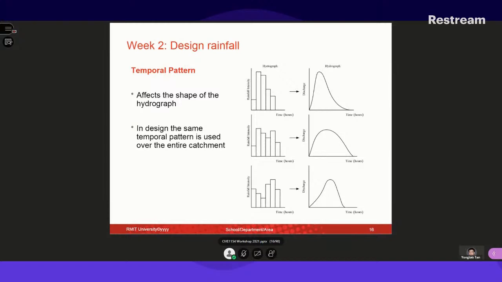So in the design, the same temporal pattern is normally used over the entire catchment. The degree of variability of intensity in the pattern normally affects the magnitude of the peak of the hydrograph. So the hydrograph shape depends on the rainfall pattern. You can see how the temporal pattern affects the hydrograph.